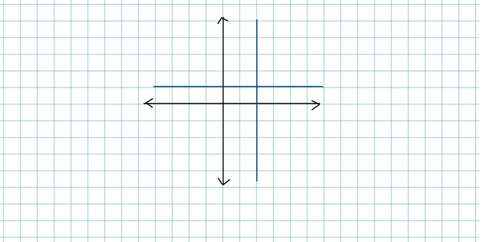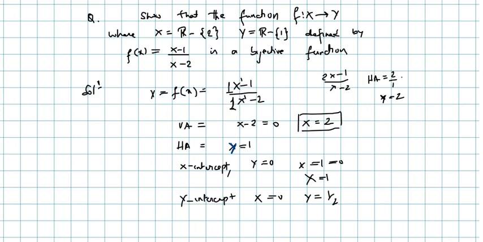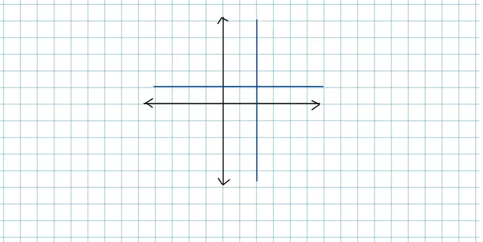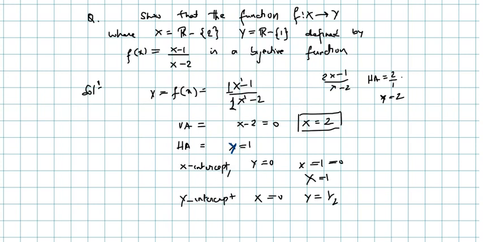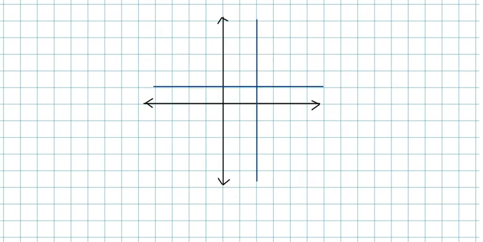Okay. Now, x intercept. So, x intercept is at y equals 0. That means y equals 0, I get the x intercept at x equals 1. So, at x equals 1, y will be 0. Here it will be 0.